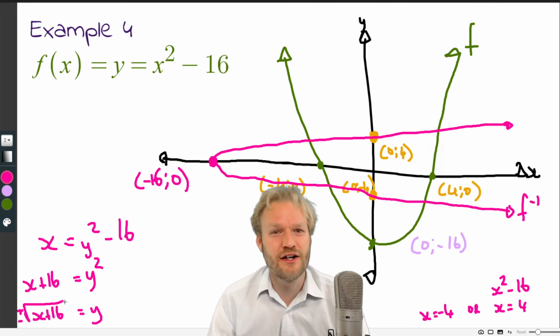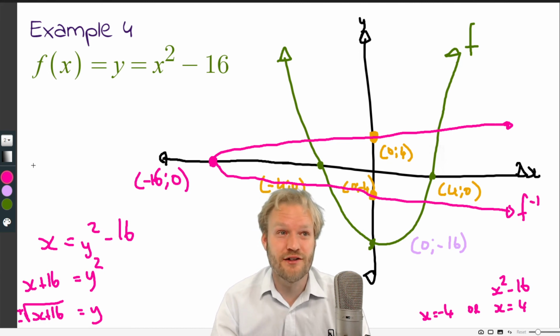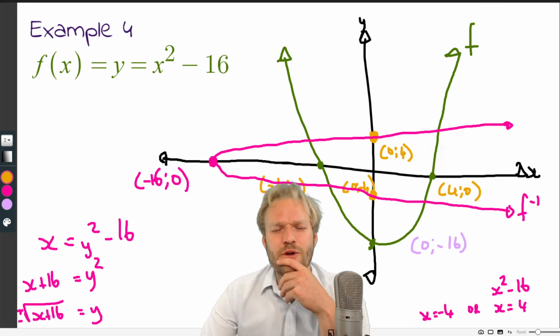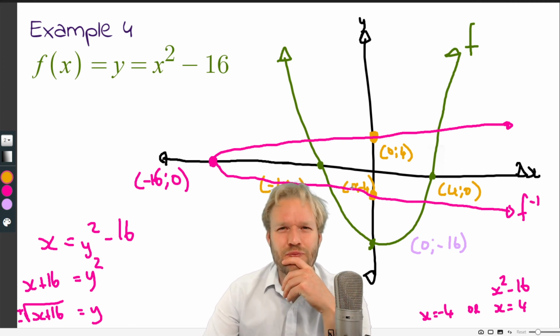Is our inverse a function? No, because it fails the vertical line test. So if we drew a line over there, it crosses twice. Okay, so how could we make it into a function?